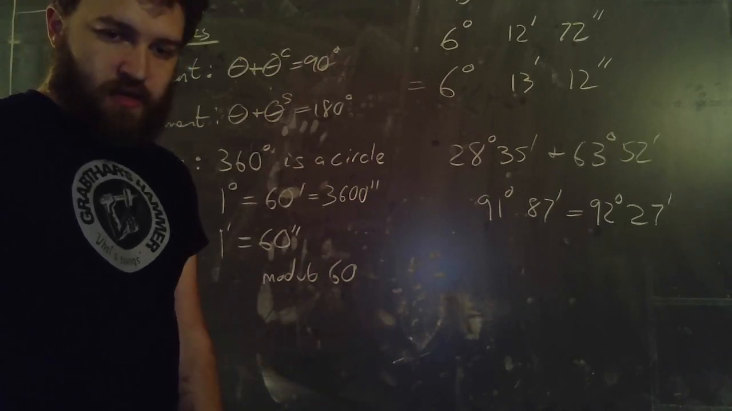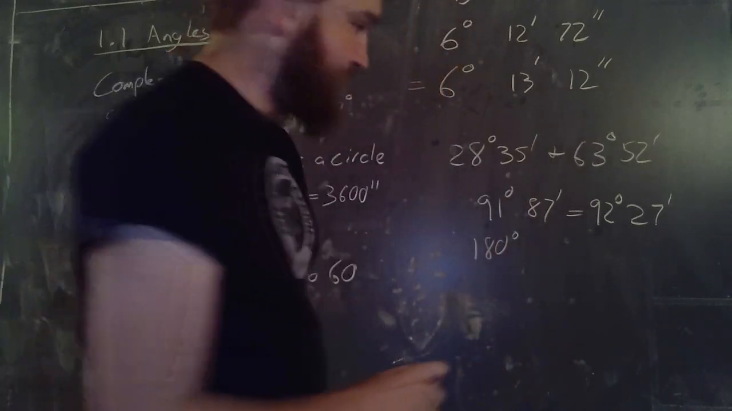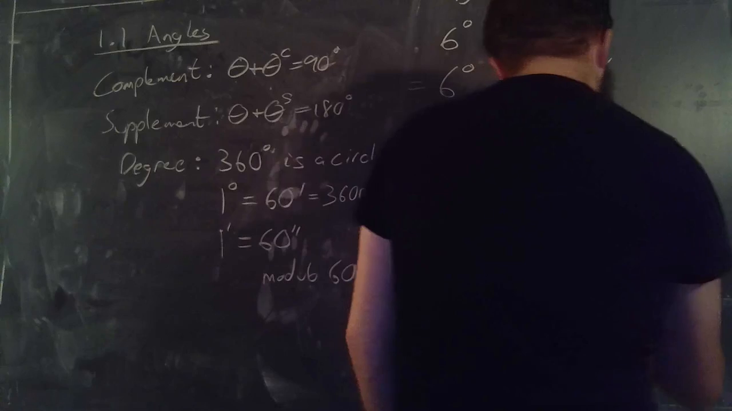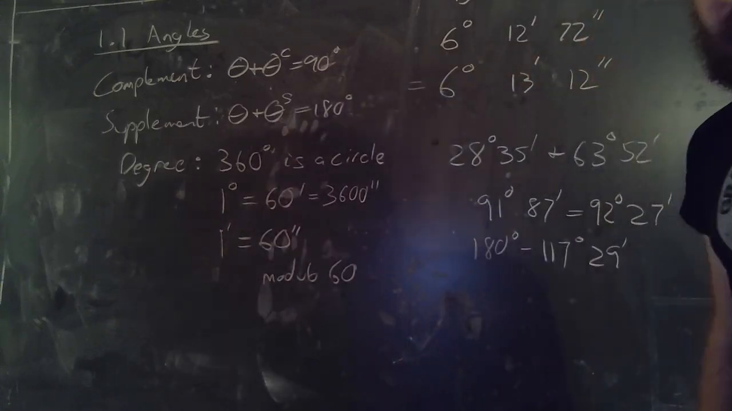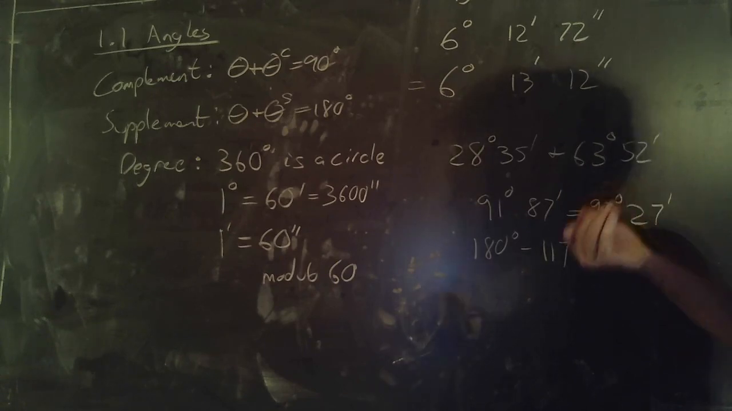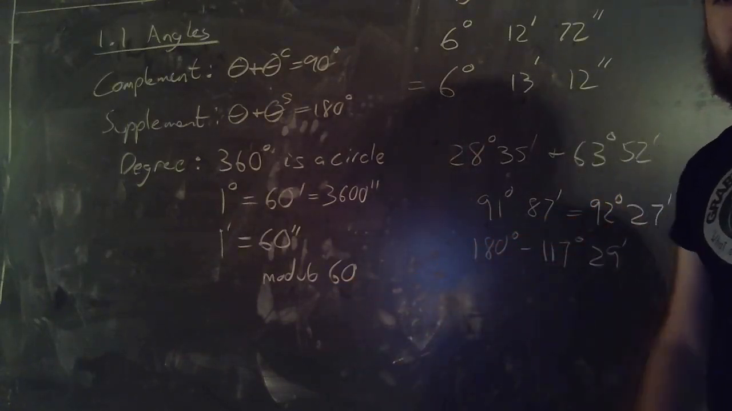Now in reverse, we can do a similar thing. If I take 180 degrees minus 117 degrees and 29 minutes, we can perform subtraction using the same sort of borrowing algorithm that we used in, say, the second or third grade. You know, borrow one from the tens place. That gives us 10 ones to work with. It's just that every time we borrow from a position higher, it doesn't give us 10 of something, it gives us 60 of something, because we are working modulo 60.